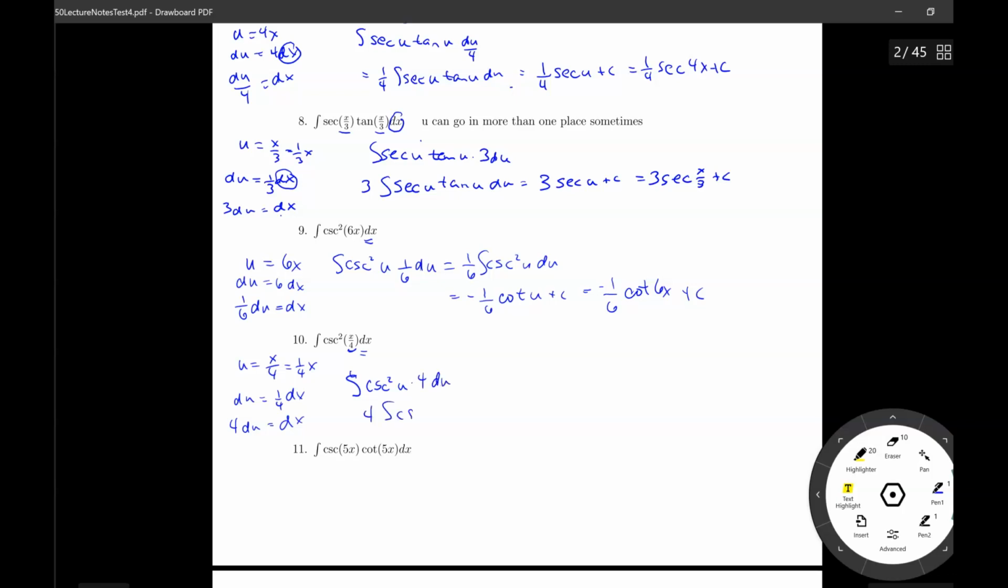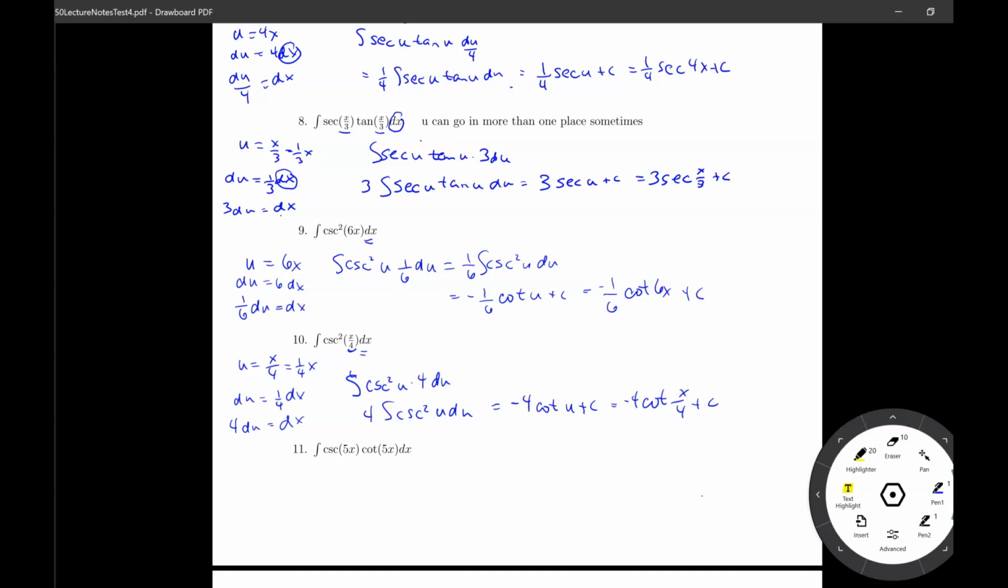Again, I'm going to pull the number on the outside. So I see that's going to be negative 4 cotangent of u plus c. And then put the x's back in. So just looking at this, here I had the initial angle of 6x, so I got a 1/6 on the outside. The initial inside angle was 1/4 times x, I got a 4 on the outside. So we're going to be developing a pattern in this next page here.